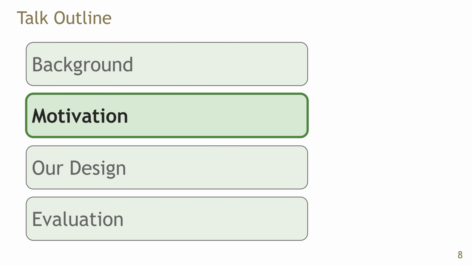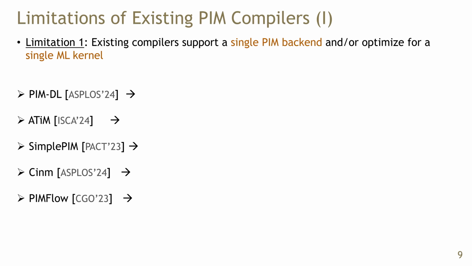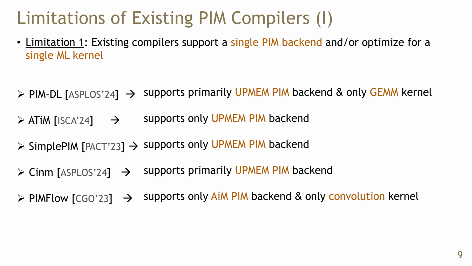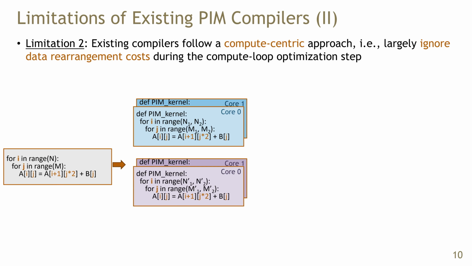However, existing PIM compilers have 2 major limitations for such a machine learning kernel execution pipeline. First, existing compilers either only support a single PIM backend or only optimize for single machine learning kernels. And secondly, existing compilers follow a compute-centric approach, largely ignoring the data rearrangement cost during the compute loop optimization step.